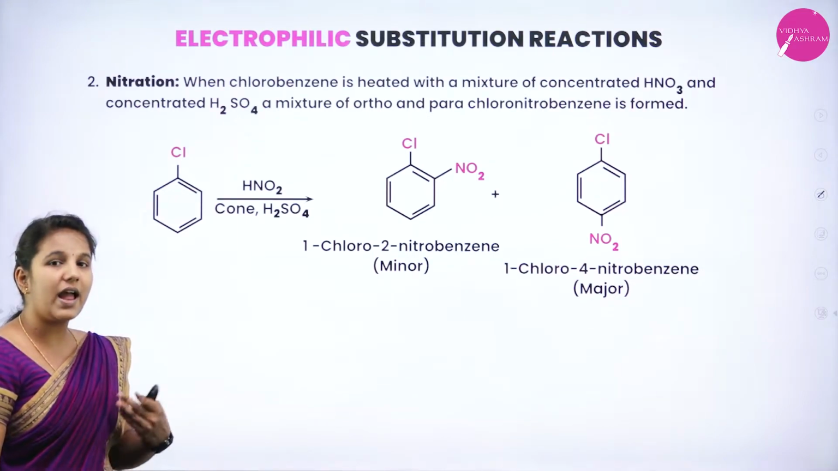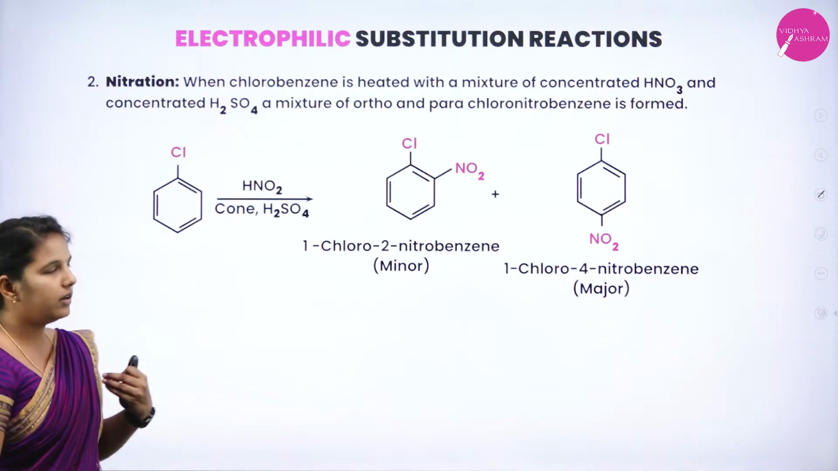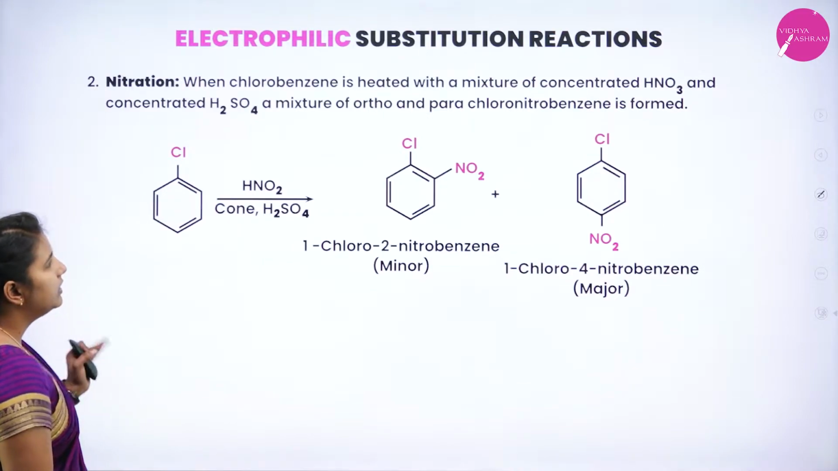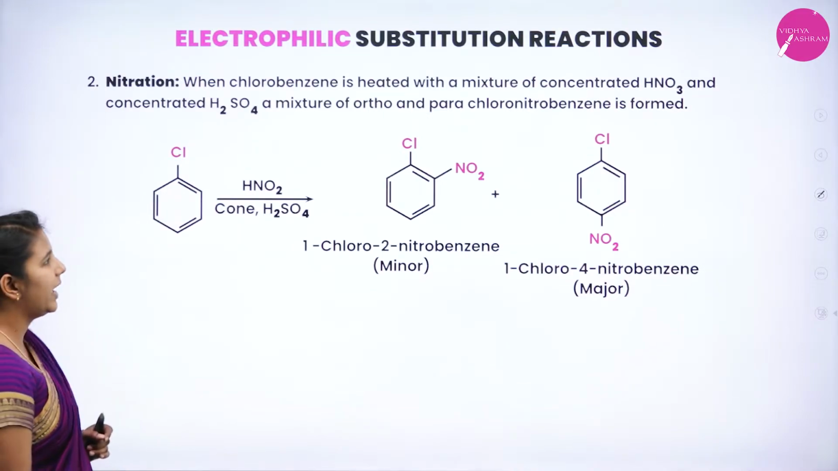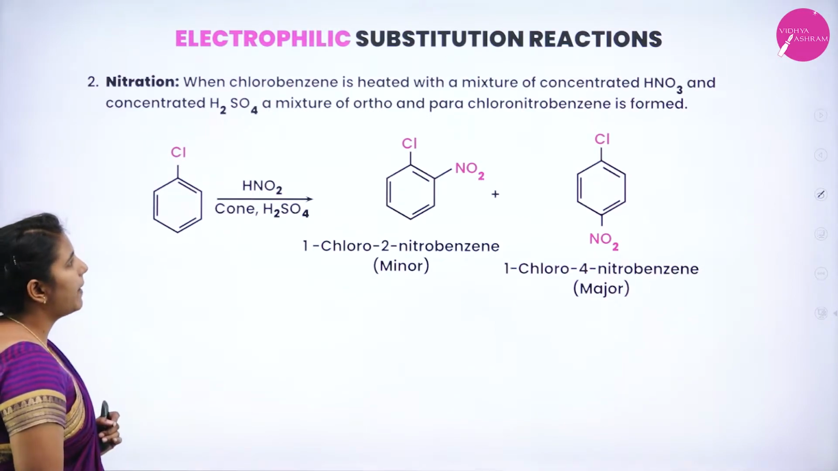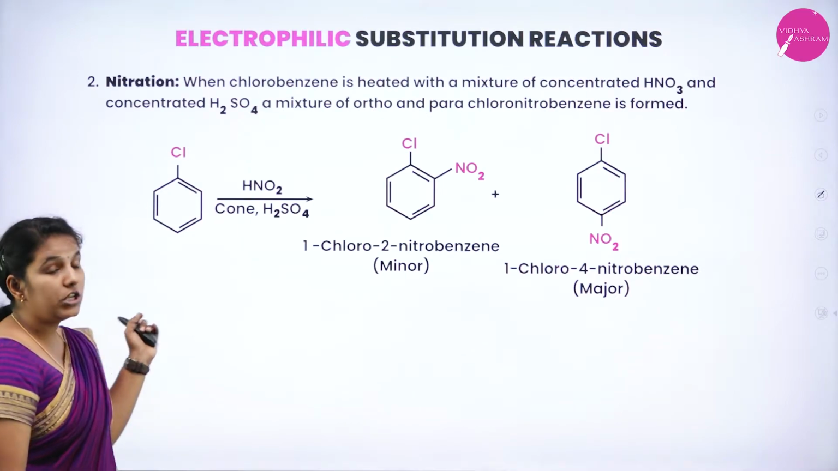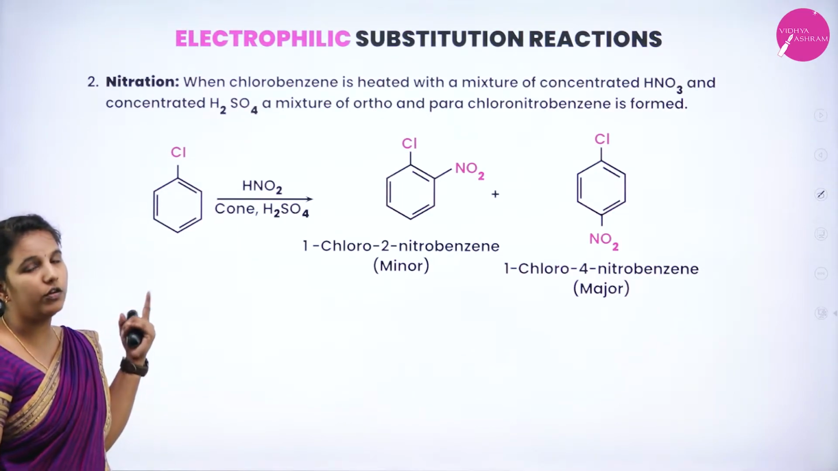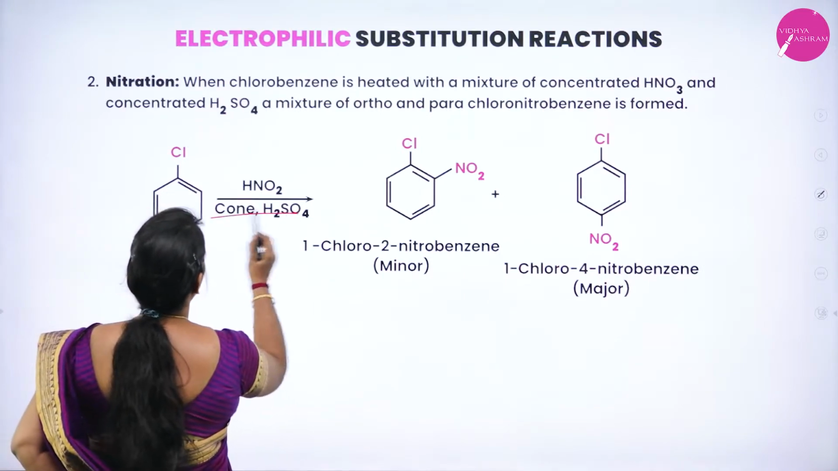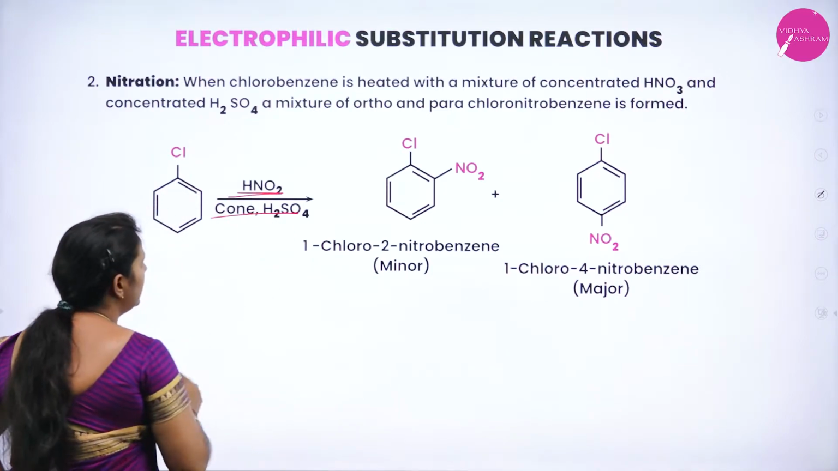Next, we have nitration. Nitration in the sense we are adding what? Nitro group to the benzene ring. Hence, it is known as what? Nitration. Okay. When chlorobenzene is heated with the mixture of concentrated nitric acid and concentrated sulfuric acid, a mixture of ortho and para chloronitrobenzene will be formed. So, the mixture of HNO3 and H2SO4 is known as what? Nitrating mixture. Okay. You can see that this is concentrated H2SO4 and concentrated HNO3.